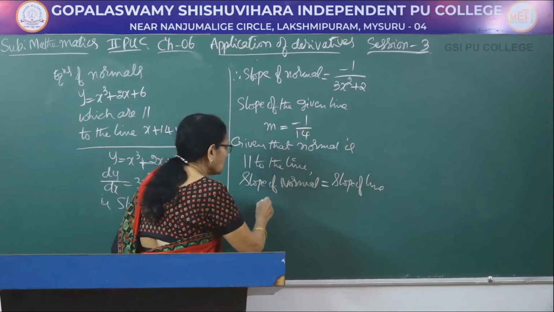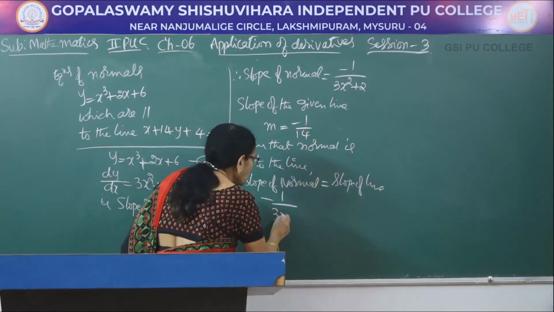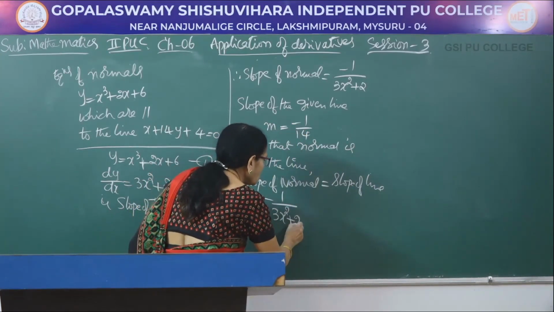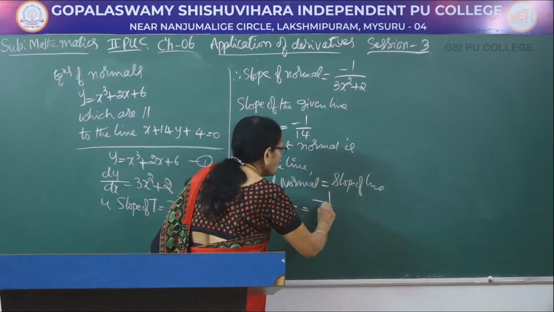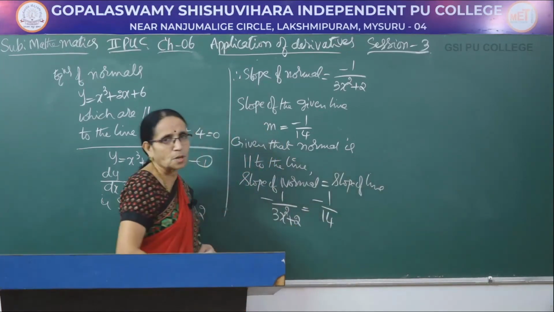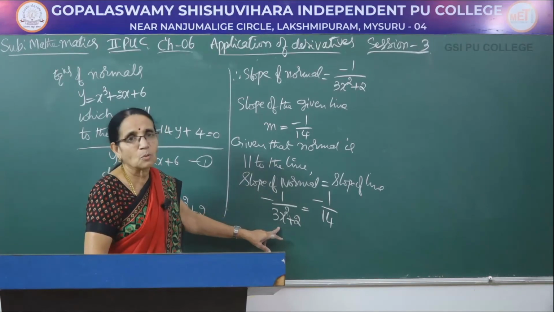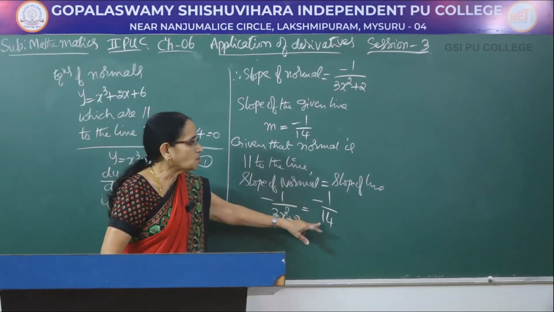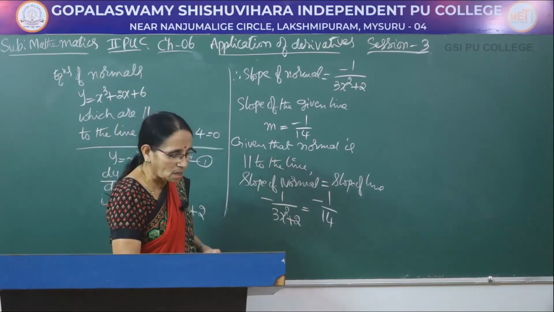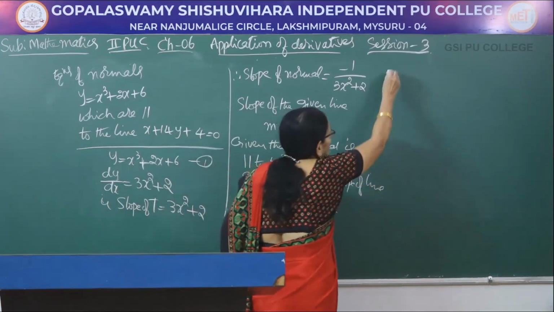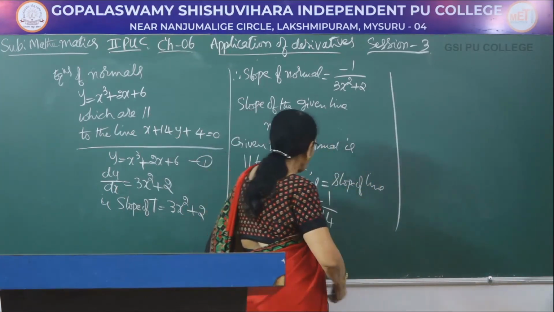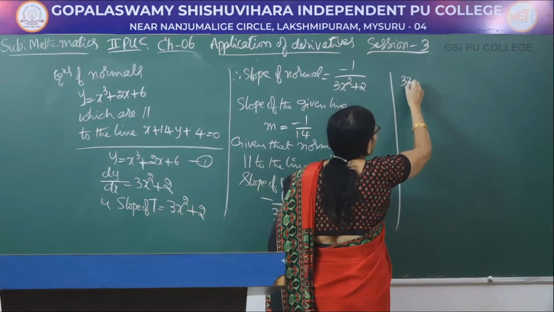What's the slope of the normal? Minus 1 by 3x square plus 2 equal to minus 1 by 14. So, this is one we have obtained from the equation. This we have obtained from the condition, or the equation of the line that has been given. So, you can equate and get the values.